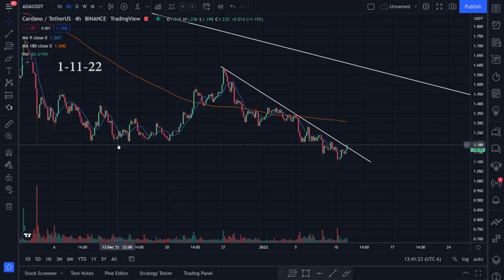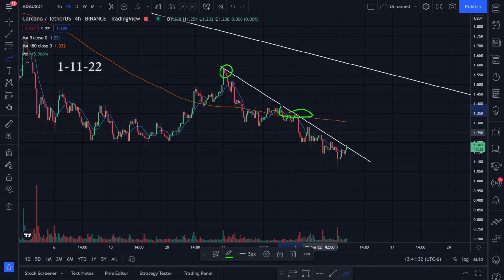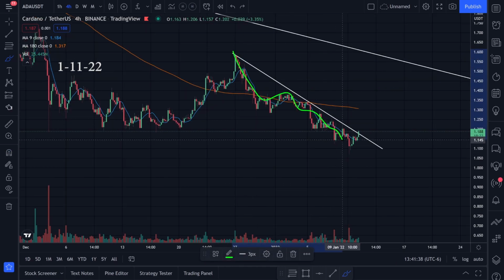Let's take a look at the chart action for Cardano. All right, so here is what I'm looking at. We're on the 4-hour time frame right now, and here's what I was looking at in my last video. We had resistance, resistance, resistance, resistance, basically this trend line pushing us to the downside. I was thinking until we break this trend line going to the upside, it's pushing us down.